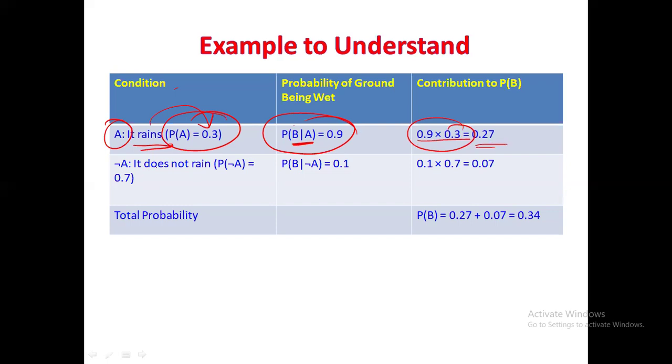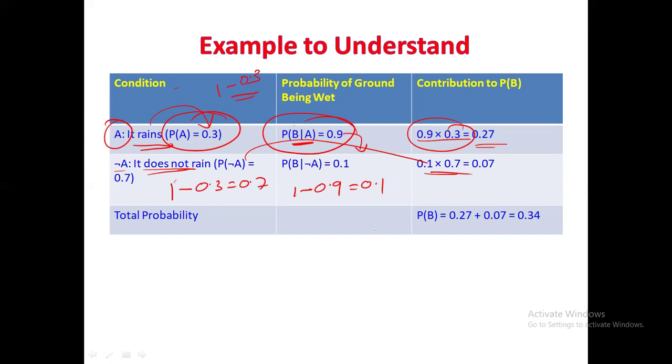And A bar means it does not rain. Rain means 0.3, and does not rain means 1 minus 0.3, which is 0.7. This is how we are getting 1 minus 0.3 is equal to 0.7. The probability of A bar we can also find out from this formula; it is not necessary to go for some other formula. So 1 minus 0.9 is equal to 0.1. Multiplying 0.1 into 0.7, you are getting 0.07.